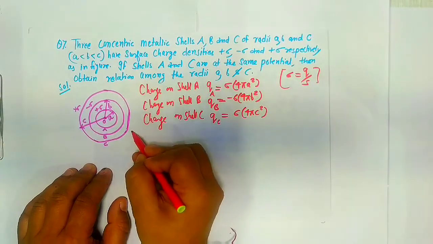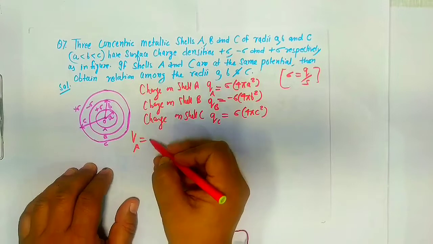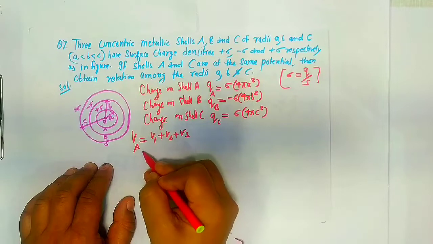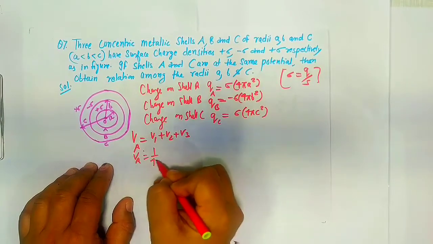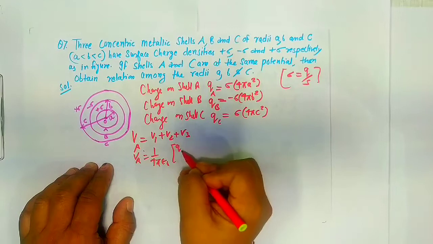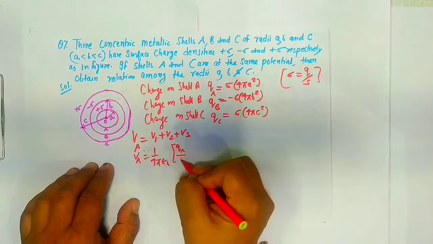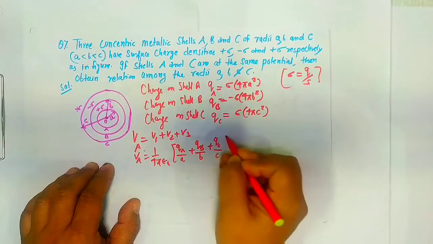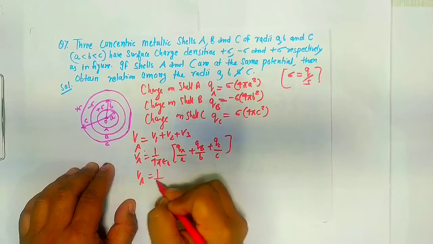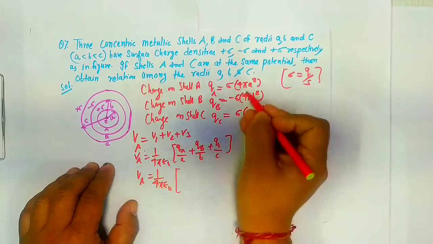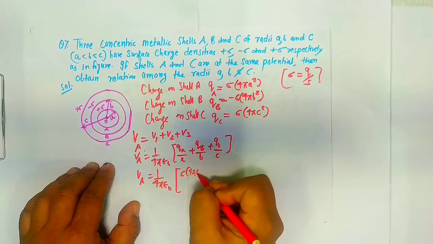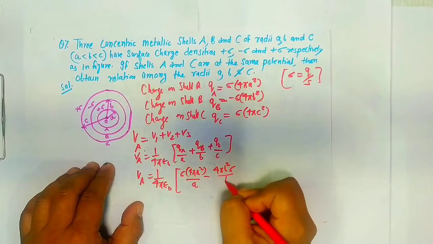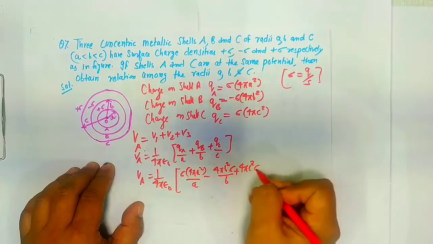So potential at A. What will be potential at A? I think all of you know net potential will be V1 plus V2 plus V3. So we can calculate it. VA will be 1 upon 4 pi epsilon naught, QA by A plus QB by B plus QC by C. So put their values. Finally, when you put their values, QA is sigma 4 pi A square by A minus 4 pi B square sigma by B plus 4 pi C square sigma by C.